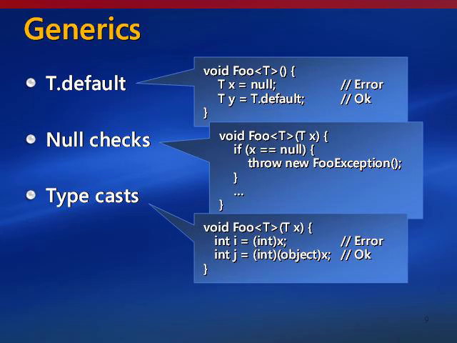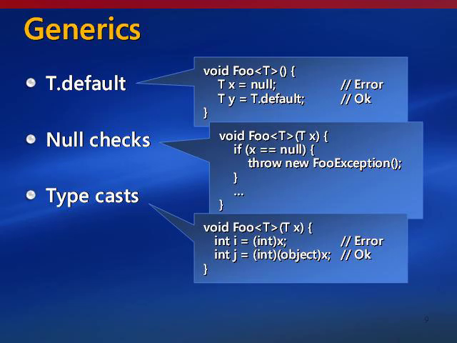Now, how do I then get the default value of T? How do I get a null or a 0 or whatever? Well, we support a new construct called T.default, which gives you the default value for any type. For all reference types, that value is null. For all value types, it's 0. It's the value you would get in a T array, where all of the empty elements are filled in.